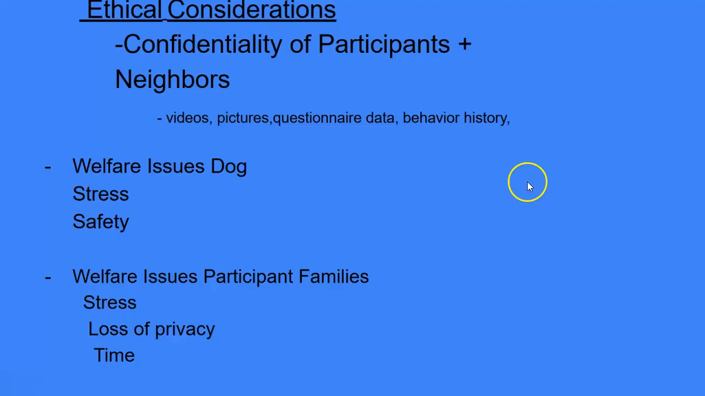Other ethical considerations are certainly welfare issues, dog welfare, and family welfare. And it's a huge thing. I'm sure it's a huge imposition to be filming in your home, even if you're not there. So with families, again, there's going to be quite a bit of informed consent. People may not be able to handle it.